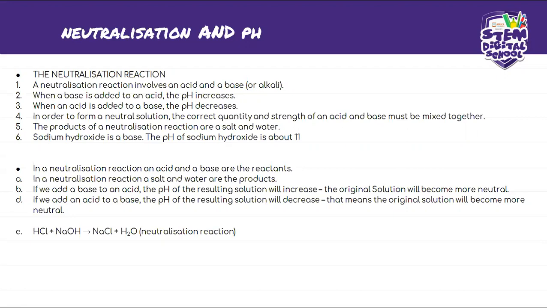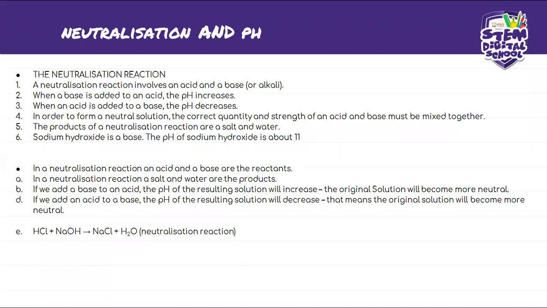Sodium hydroxide is a base. The pH of sodium hydroxide is about 11. Now let's look further at the neutralization reaction. In a neutralization reaction, an acid and a base are the reactants. A salt and water are the products. So you must take note of the reactants and then the products, the elements making up those things.